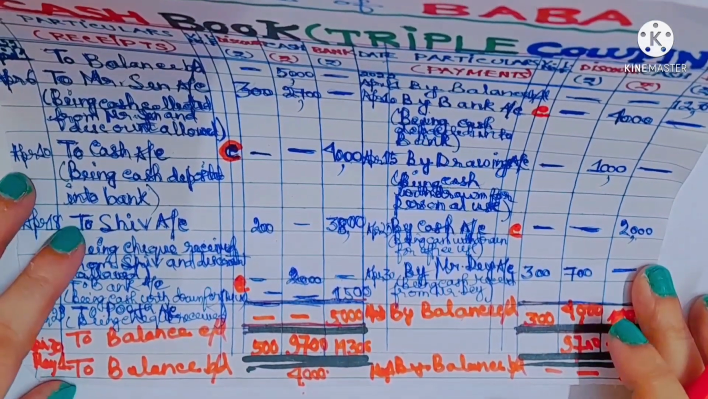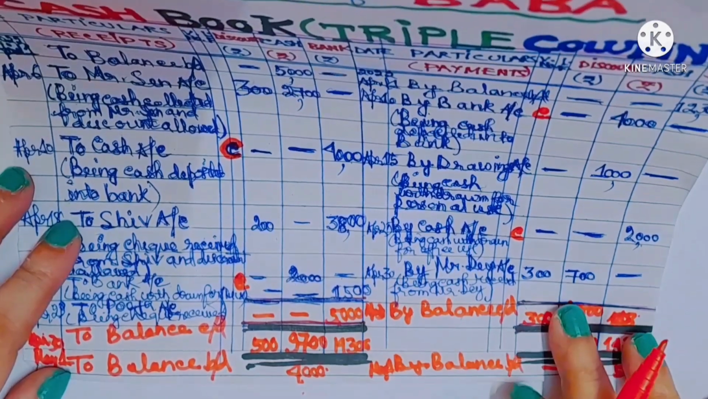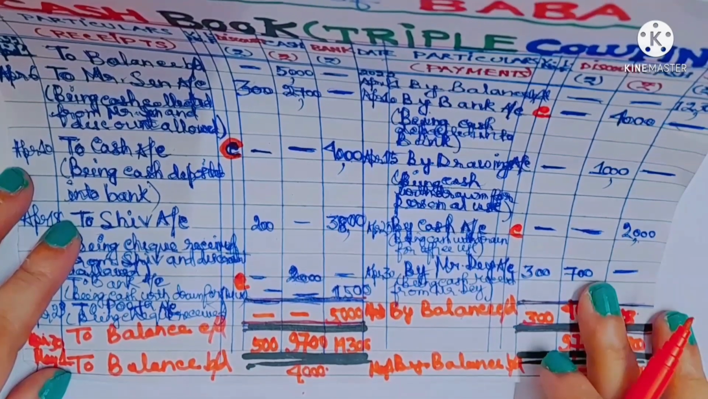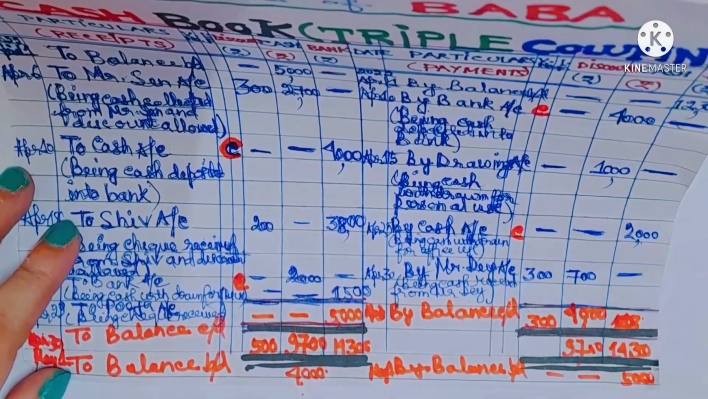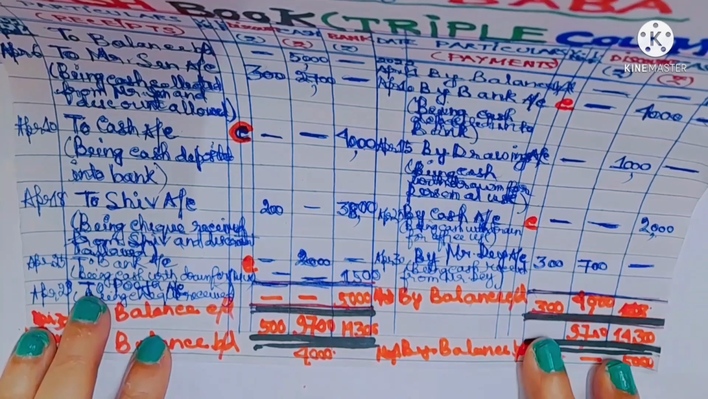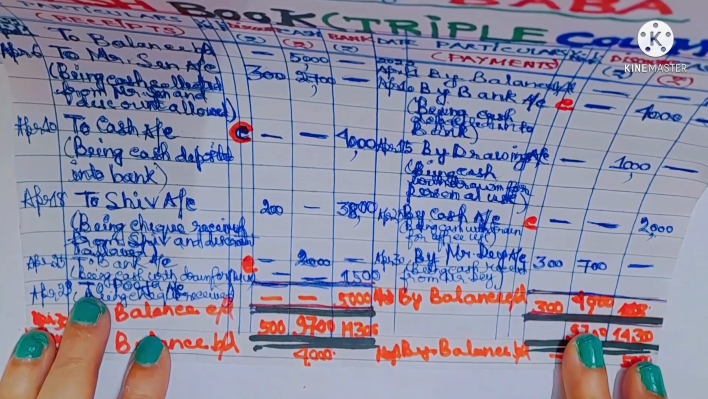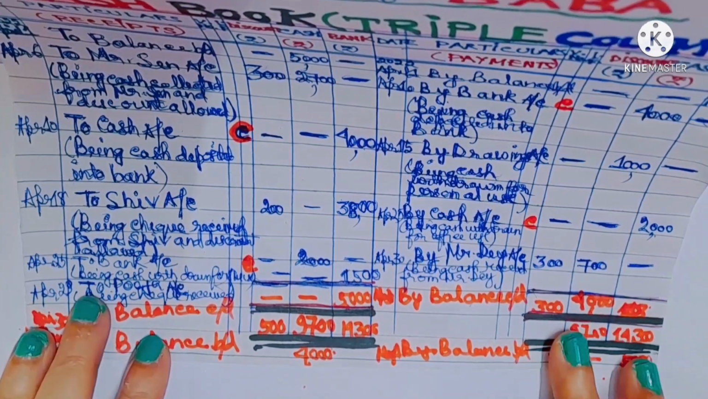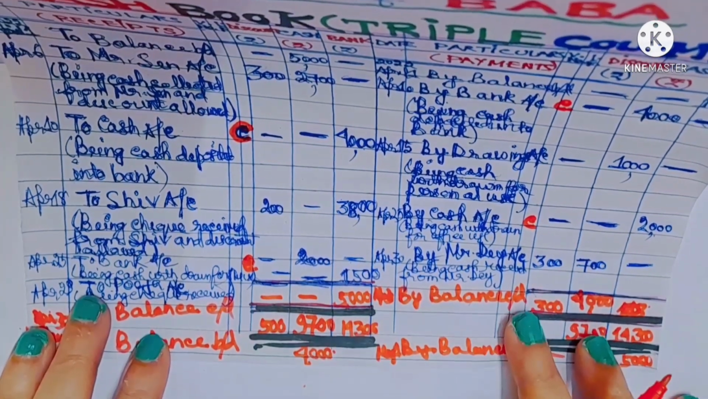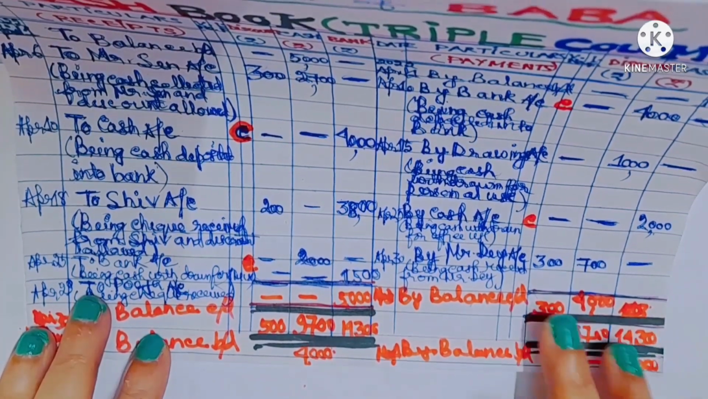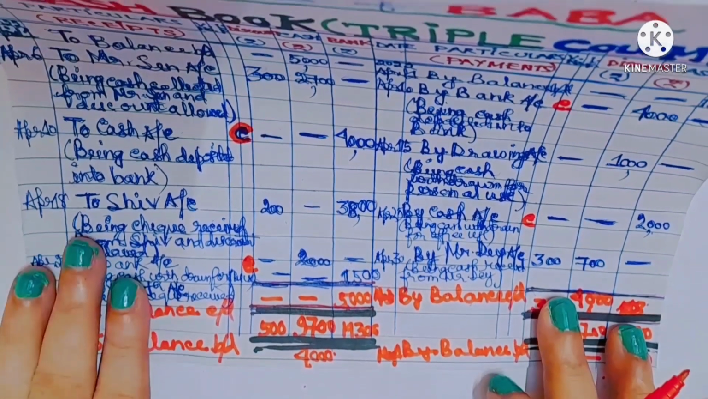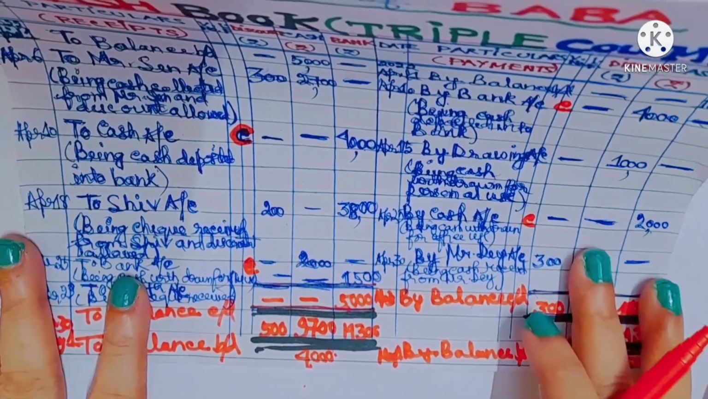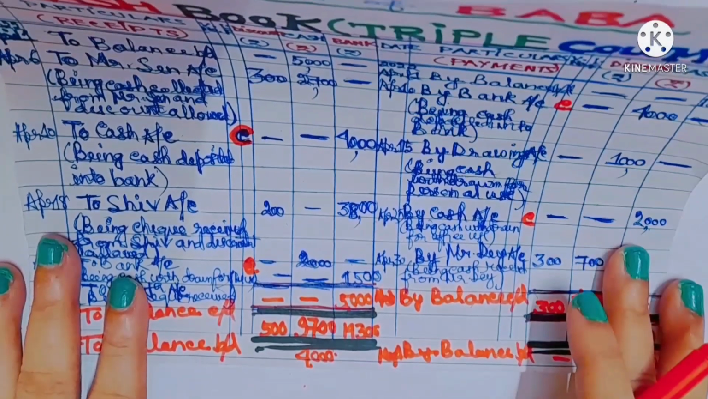Because the discount columns are only memorandum columns, and therefore they do not serve the purpose of the discount allowed account and discount received account. Please remember, cash columns and bank columns are balanced because they are not opened again in the ledger. But the discount allowed account and discount received account, both accounts are again opened in the ledger. The discount columns are only memorandum columns, so they are only totaled and not balanced. This is the rule.